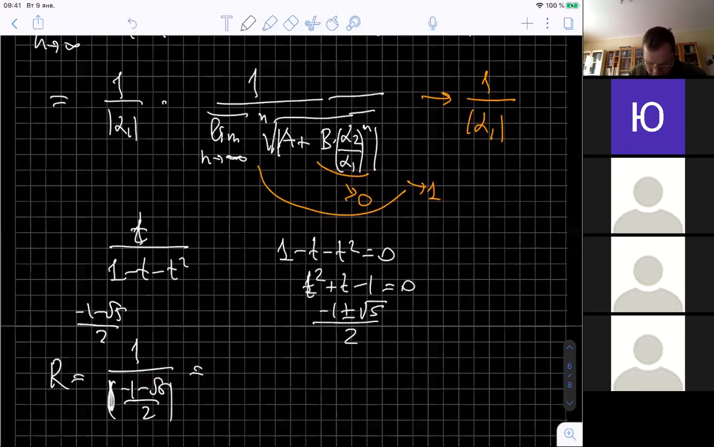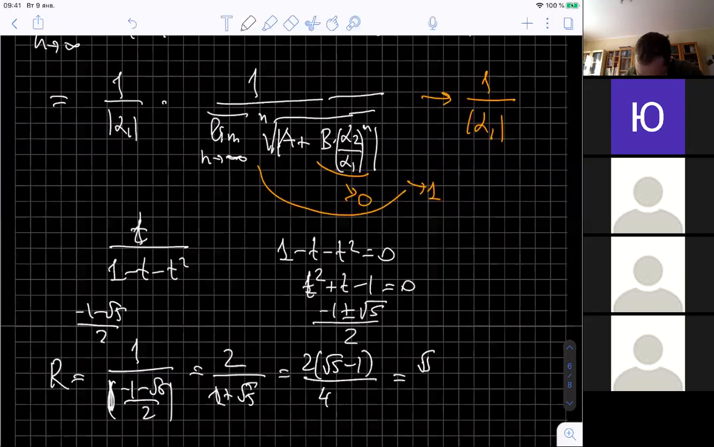Just like here, or we can rewrite it. If we multiply it by square root of 5 minus 1, we'll have 4 here, so it will be something like this. Okay, so this is the golden ratio, equal to 1.6180 and so on.